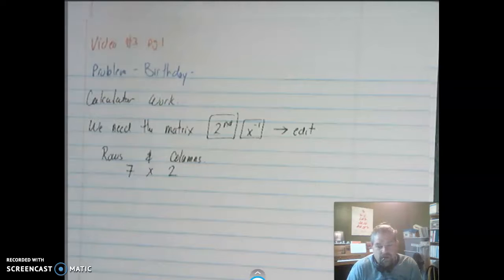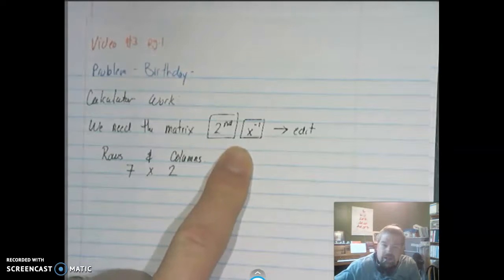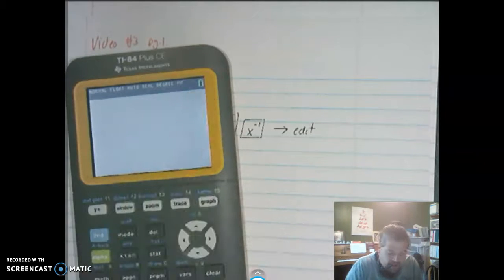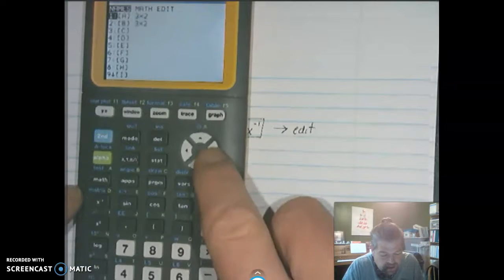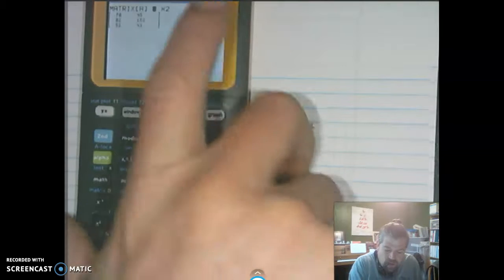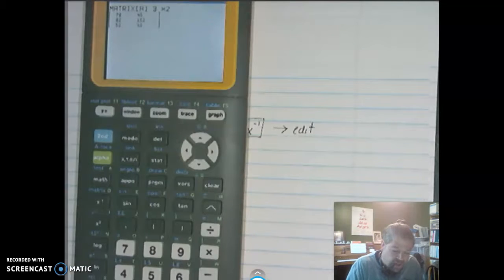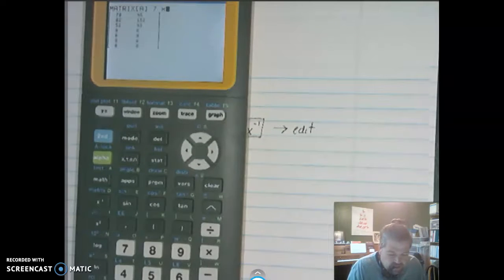Really appreciate it if you've done it by hand yet. If you haven't, then this will just be like, oh yay, matrix. Yeah, so we do get two matrices. If you've never done a matrix before, you're going to hit second and then the x to the -1 power and move over to edit. So we're going to go second matrix. I've already put some stuff in there. So we need to go with row and column. Okay, so we've got 7 rows and 2 columns. Okay, so that's what it looks like.